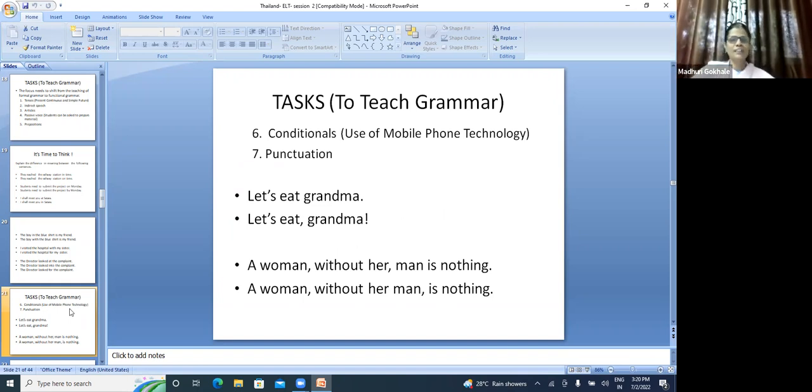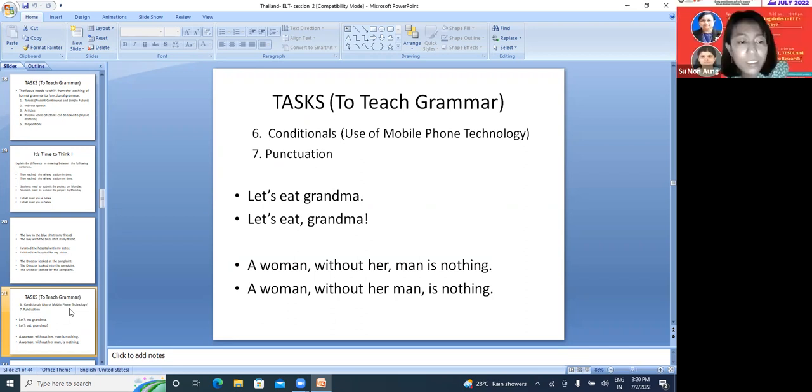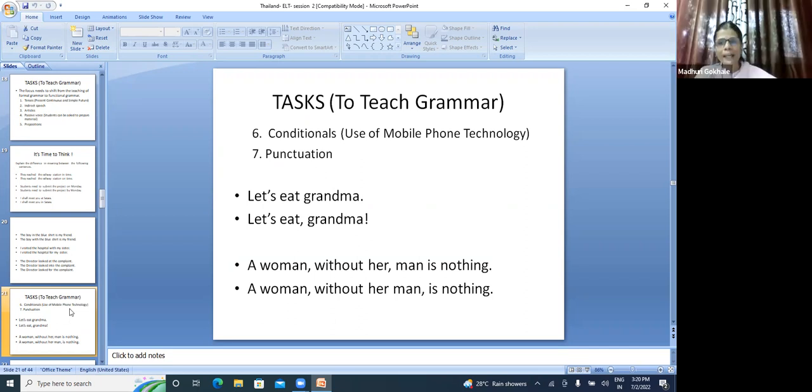So "Let's eat, grandma" means something very different from "Let's eat grandma." So we are going to eat grandma. One comma makes such a huge difference. Look at the second one: "A woman without her man is nothing." "A woman: without her, man is nothing."